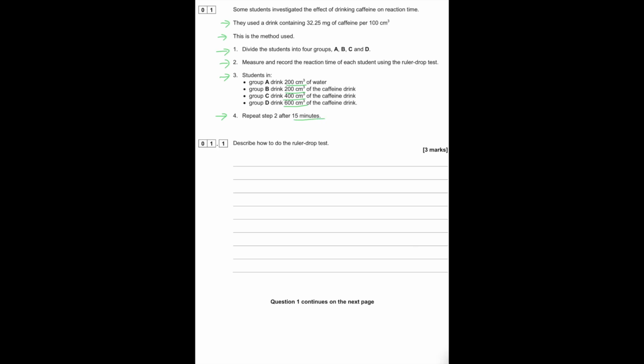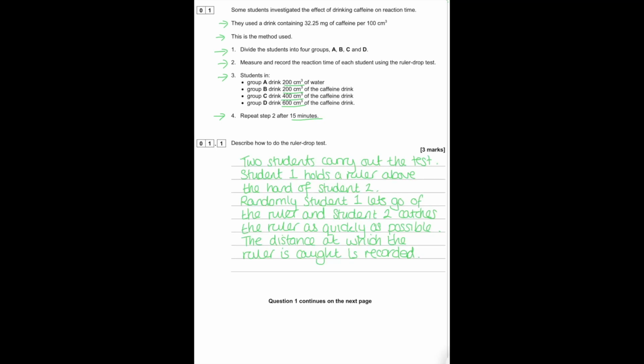Describe how to do the ruler drop test. So the method would be 2 students need to carry out the test. Student 1 holds a ruler above the hand of student 2. Randomly, student 1 will let go of the ruler and student 2 has to catch the ruler as quickly as possible. The distance at which the ruler is caught is recorded.